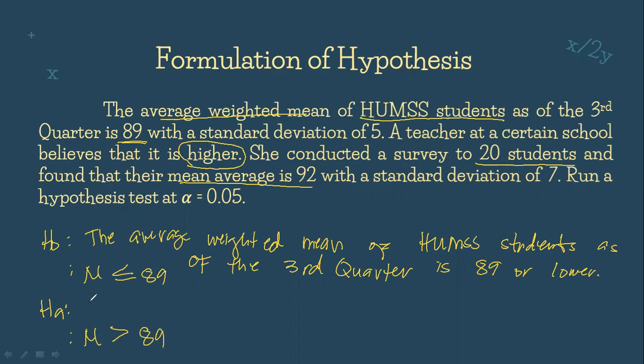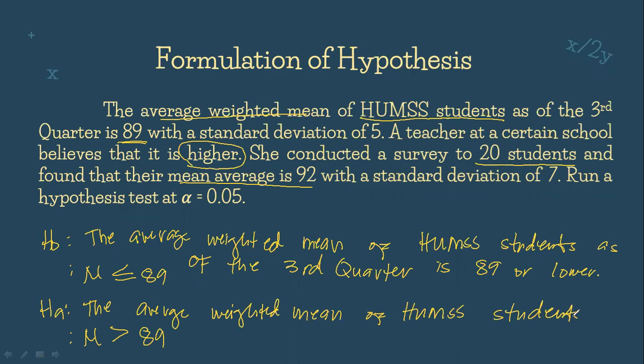So, ngayon po, kapag greater naman, the average weighted mean of UM's students as of the third quarter is, so meron po tayo dito na greater than, is more than, pwede din naman nyo sabihin na is greater than, pwede din nyo naman na sabihin na is over. So, any word po na nag-i-indicate na mas tumaas is pwede po.